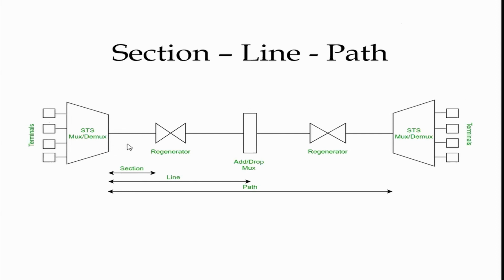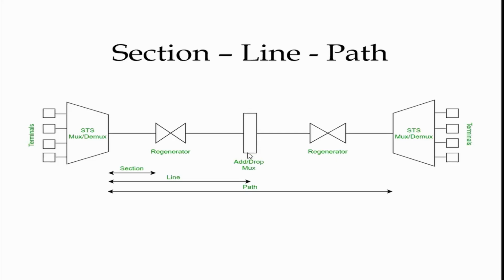So over 50 kilometers, obviously the optical signal will fade away. That we have seen yesterday. So you need a regenerator that is going to boost the signal amplitude such that it can travel 50 kilometers further. And then you have an add drop multiplexer.